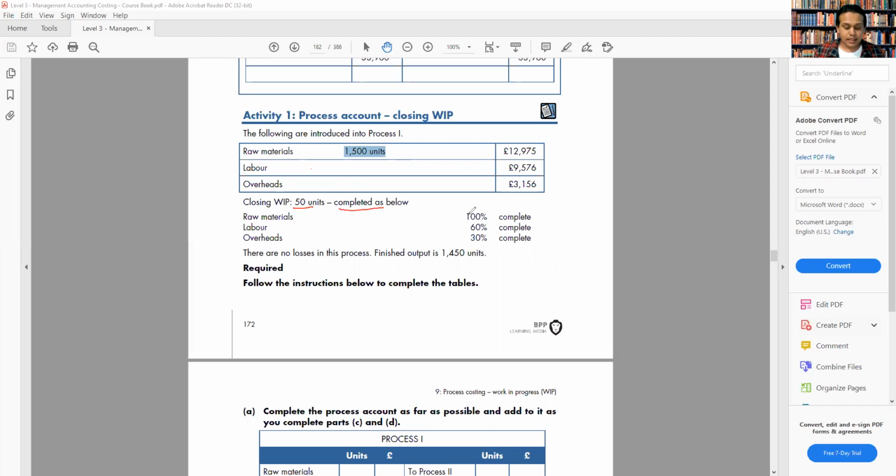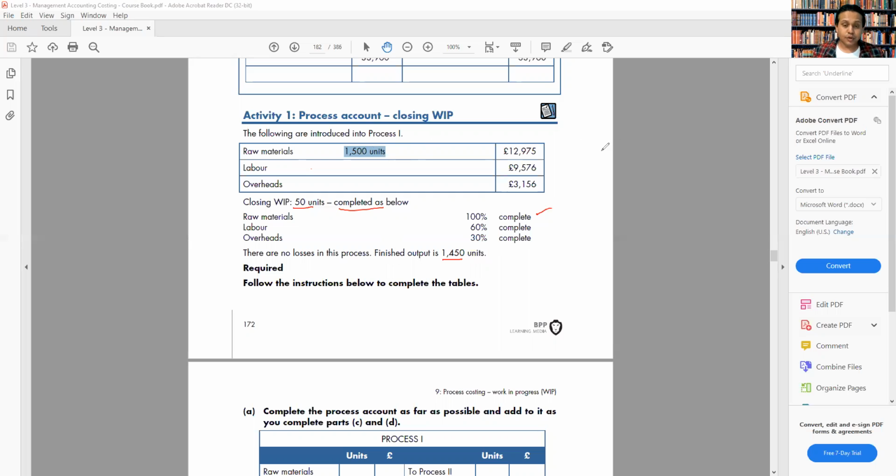So the material is 100% complete, so we don't need any material. Labor is 60% complete, so 40% left. Overhead 30% complete and 70% left. There are no losses in the process. Finished output is 1450. That's the actual output. So finished output is 1450, that's my actual output.